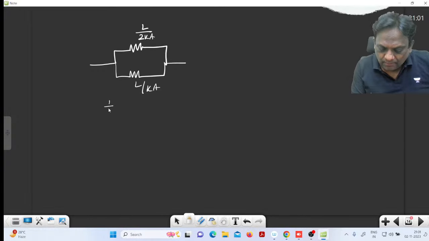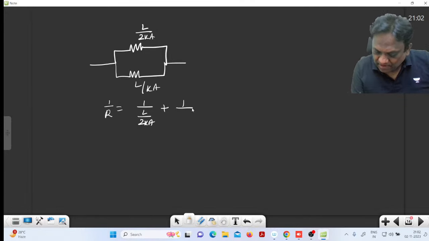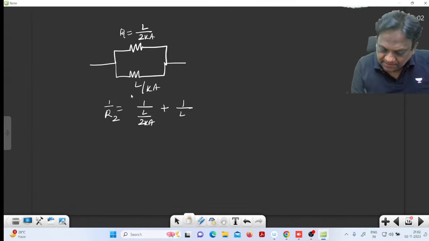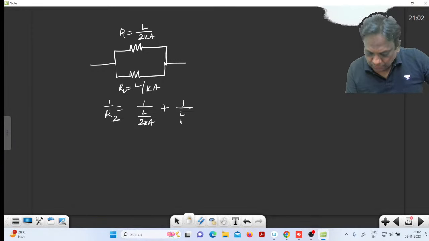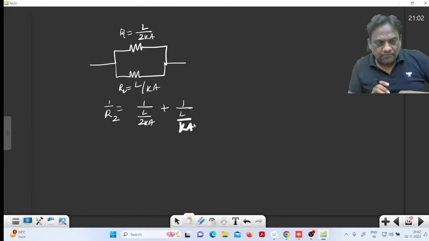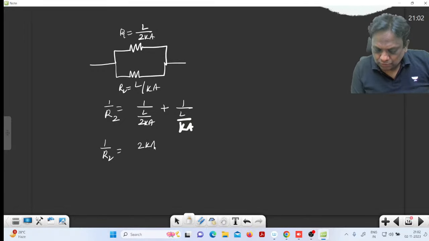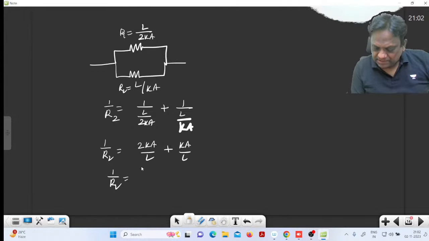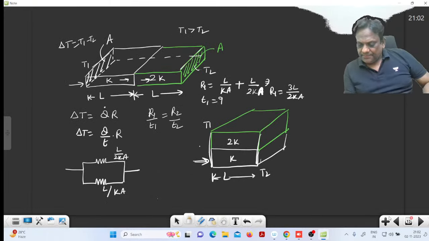So what will we write? 1 by R is equal to 1 by R1 plus 1 by R2, where R1 is L by 2KA and R2 is L by KA. Very good. So now can I write 1 by R2 as 2KA goes to the top plus KA goes to the top, by L? So 1 by R2 is equal to 3KA by L. Therefore, R2 is equal to, invert it, L by 3KA. Excellent, sirs. L by 3KA.